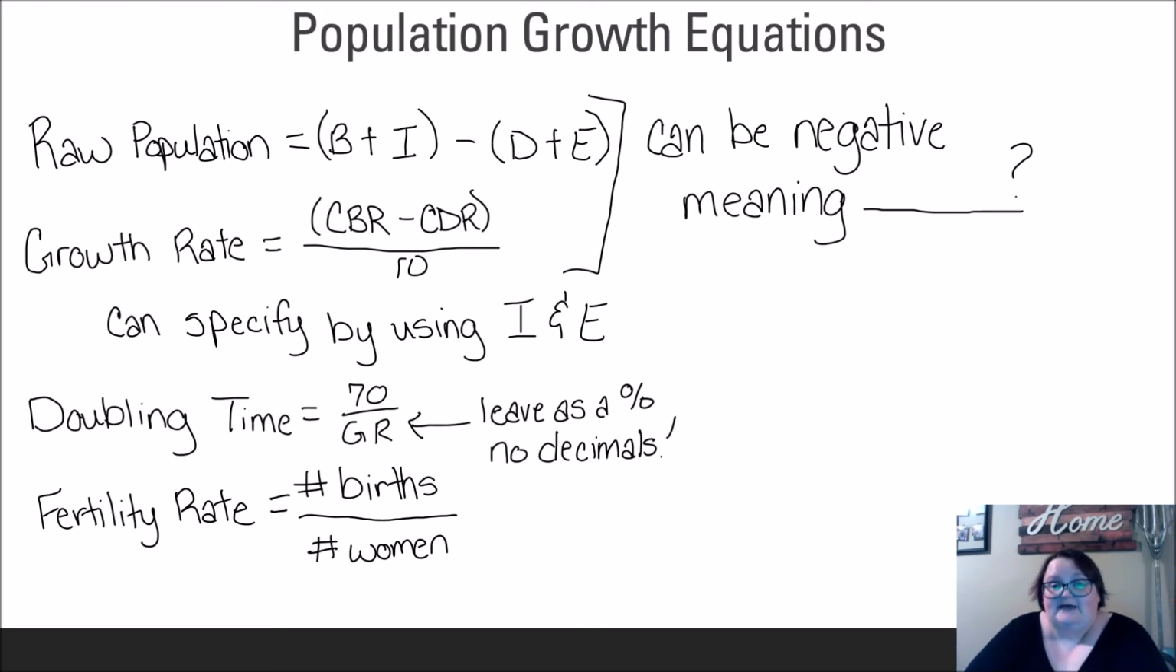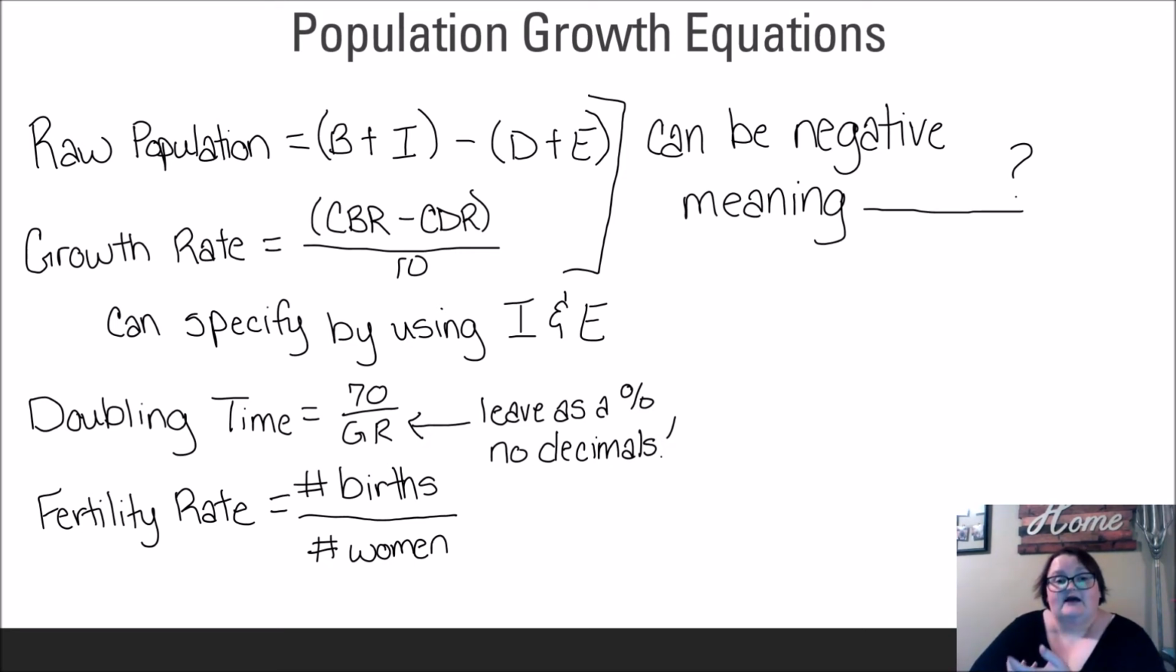The growth rate formula can be made more precise by looking at immigration and emigration, but that is beyond the scope of APES. Notice that both raw population and growth rate can end up as negative values. What is the significance of this? A negative value for either of these would indicate that a population is shrinking, either by a particular number of individuals or by a proportion of the population.